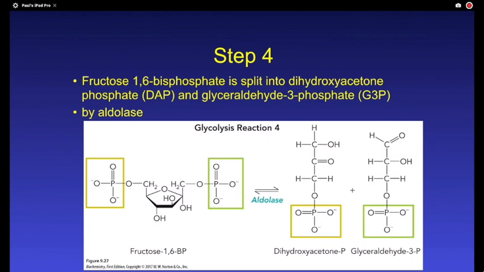All right. Step number 4. Step number 4 is called aldolase. Aldolase is a more common name in terms of class. An -ase generally is an enzyme, and -ase usually breaks things. And so this is kind of an interesting reaction. What actually happens to the fructose 1,6-bisphosphate?